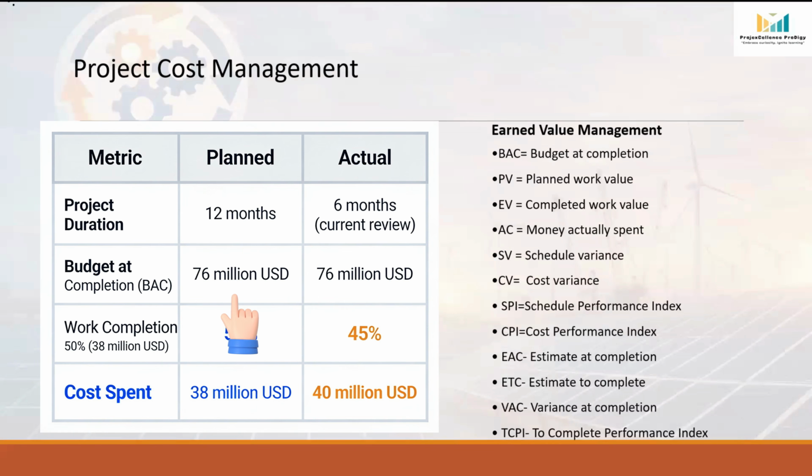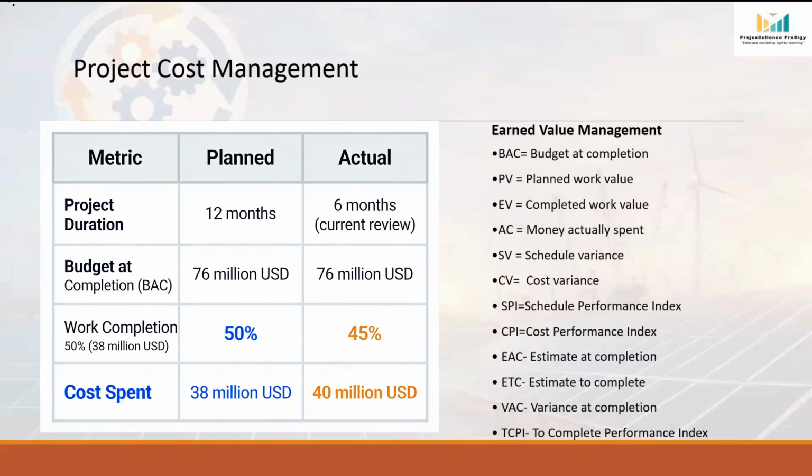This is the total planned budget against which project performance will be measured. The second term is planned value or PV. Planned value answers a very simple question. According to the original plan, how much work should have been completed by today? Here, we are talking about the planned work, not the actual work.